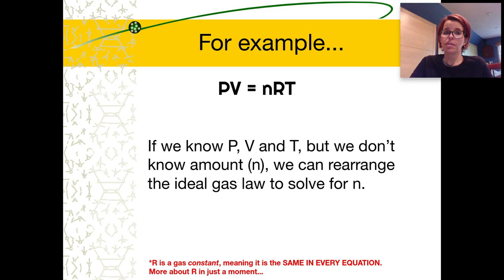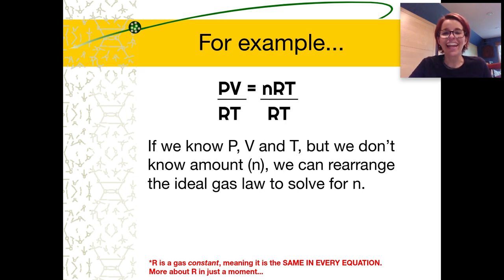So let's say, for example, that we know the pressure, the volume, and the temperature of a particular gas, but we don't know how much. We don't know the moles of that gas. We're going to rearrange to solve for N. And I will just say down at the bottom, it says, remember, R is a gas constant. That means it's the same in every ideal gas equation, depending on the units. And we'll explain that. So we'll go more into R in just a moment. But for the moment, just accept R is, and you don't need to know anything more than that.